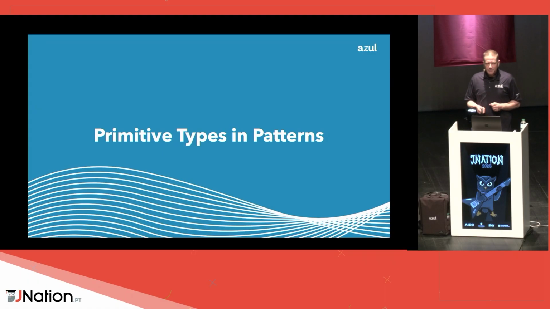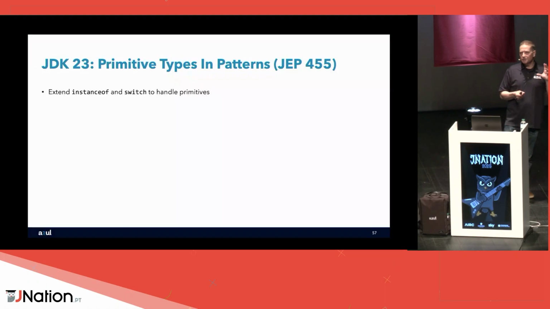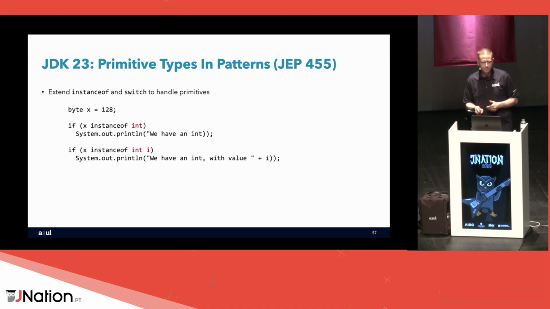Last thing to talk about is primitive types in patterns. So I said that previously you couldn't use a primitive in a switch pattern matching. You could use an array. Now what they've done in JDK 23 is to extend things so that you can use primitive types in patterns. And this applies to both instanceof and switch. So now we can do something like this. We can say byte x equals 128, and then we can say if x instanceof int, then we have an int. If x instanceof int as the pattern predicate and include a pattern variable i, then we can print out we have an int with a value of i.